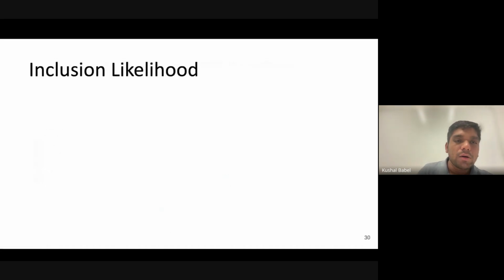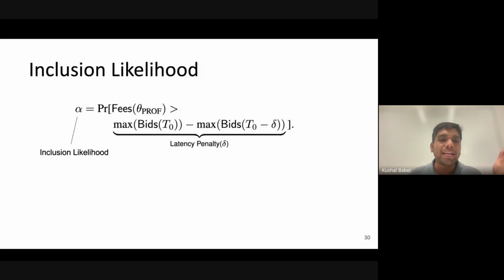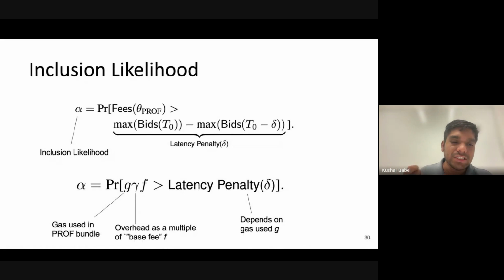Okay. So the inclusion likelihood for prof can be modeled something like this. The inclusion likelihood depends on whether the probability that the fees from prof transactions is able to compensate for the latency penalty. And the fees from prof transactions is essentially the gas used in prof transactions multiplied by the fee. The fee here is gamma F. Gamma is just the overhead on top of the base fee F. So the total fee is gamma F, and the gas used is G. So the total fee from prof transactions is G times gamma F. So you can already see that there is a relationship here.